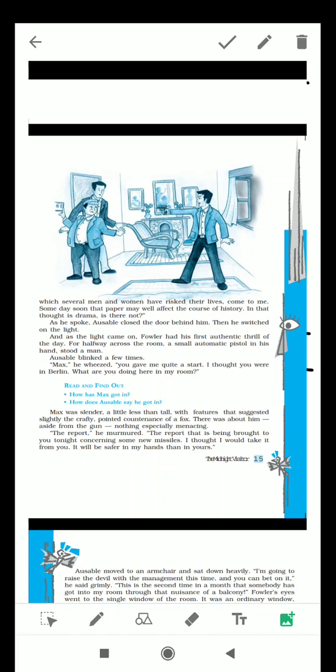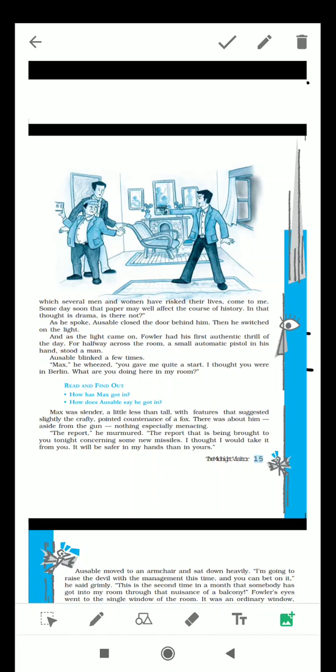As he spoke, Oswald closed the door behind them, then he switched on the light. As they entered the room, Oswald closed the door. When he switched on the light, as the light came on, Fowler had his first authentic thrill of the day. That means when the light came on, Fowler felt a sense of pleasure. He was excited to enter the room after the light came on because the entire evening he had spent in a very fruitless manner with Oswald in the French music hall. While he got entry into the room of Oswald, he felt a sense of pleasure. He was excited.